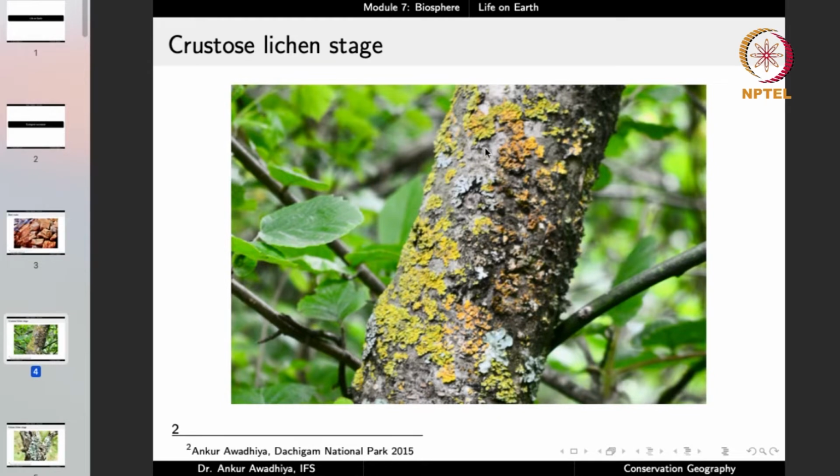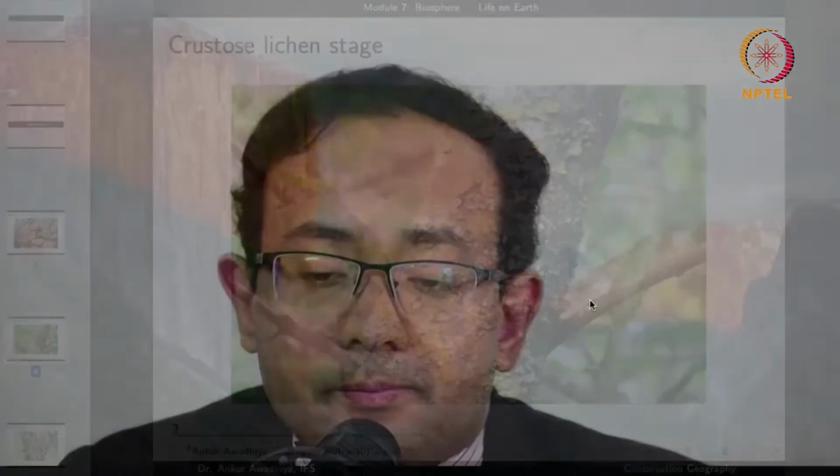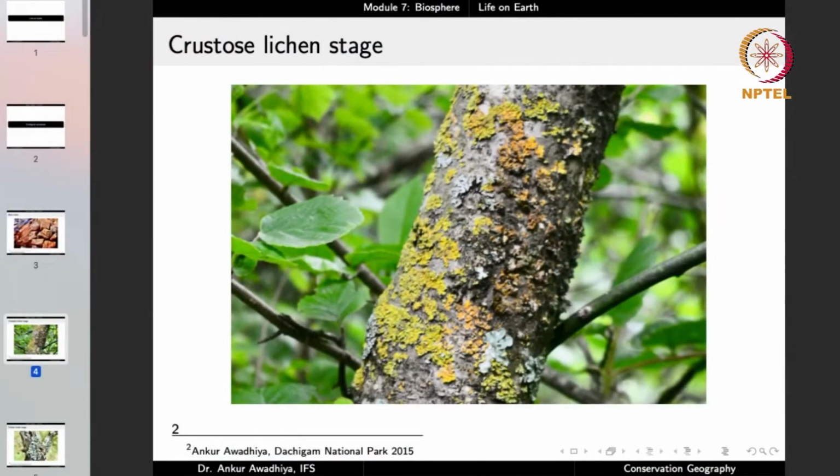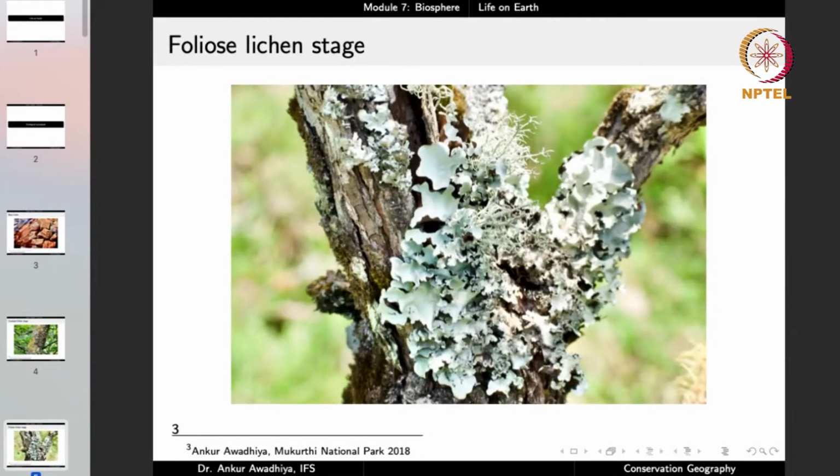In this case, we are looking at crustose lichens on the bark of a tree, but they can also come up on the rocks. And once they have come up on the rocks, they will start the process of biological weathering, and they will also start to create humus in this area. And after a while, the crustose lichens will be replaced by foliose lichens.